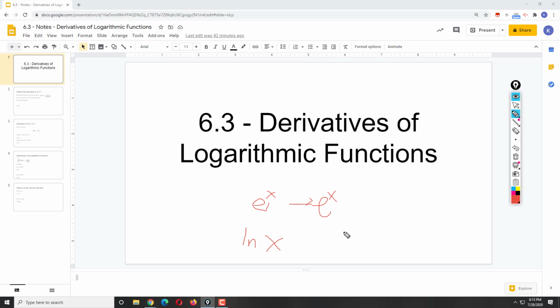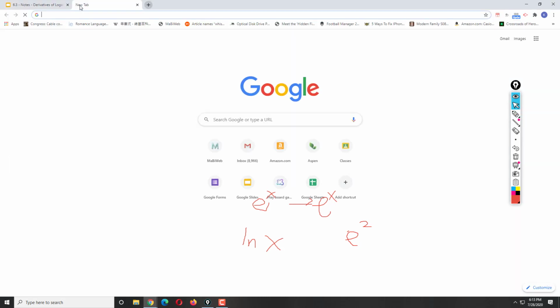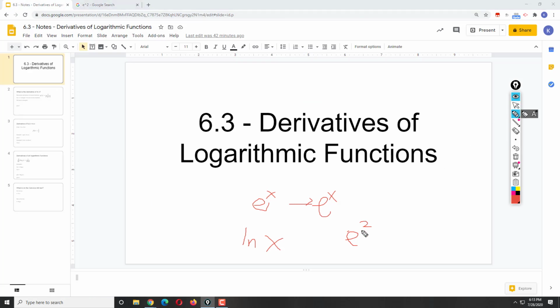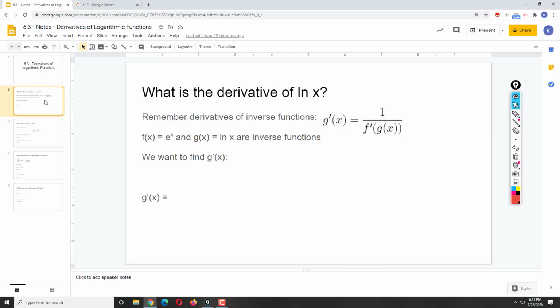So, for example, e squared. What is e squared? E squared is about 7.4. So if e squared is about 7.4, then ln of 7.4 is about 2. They're inverse functions. Okay? So what is the derivative of ln x?